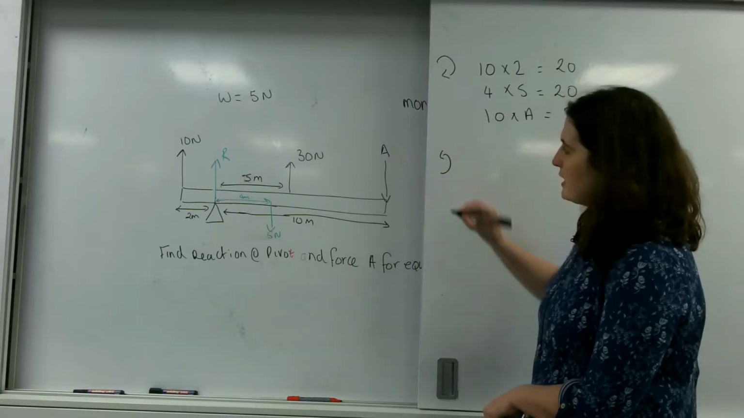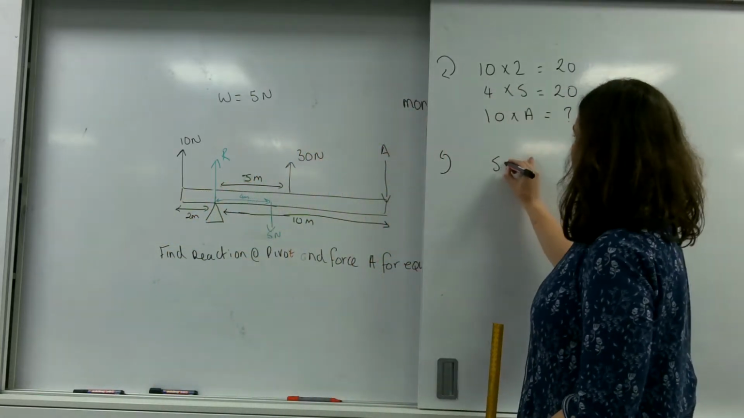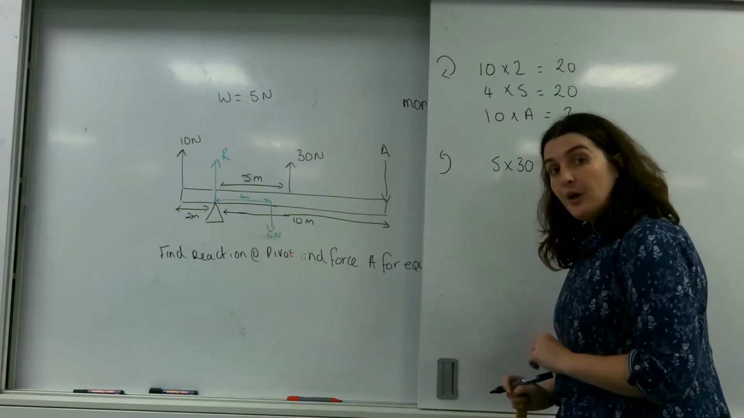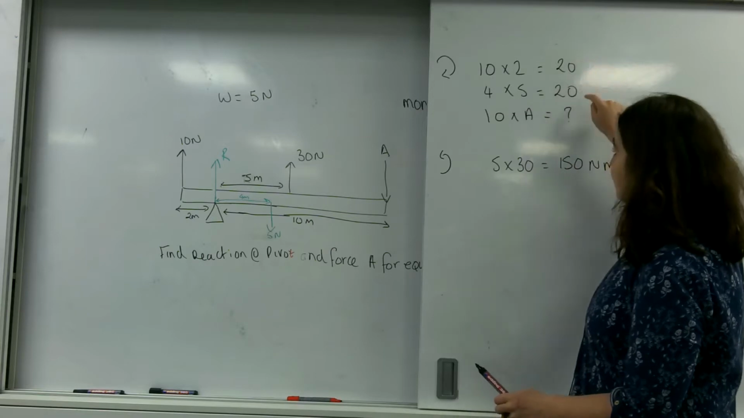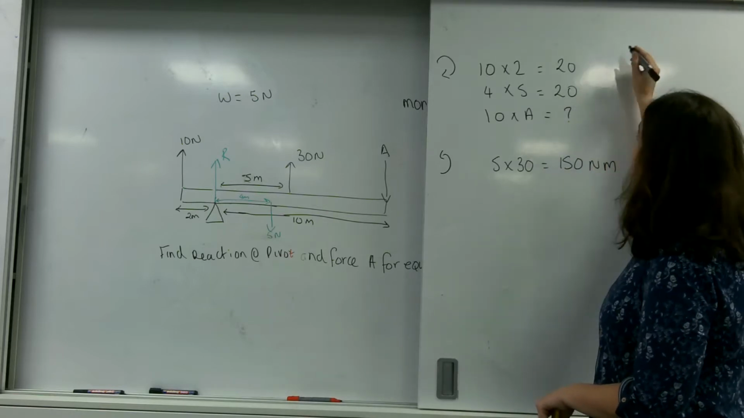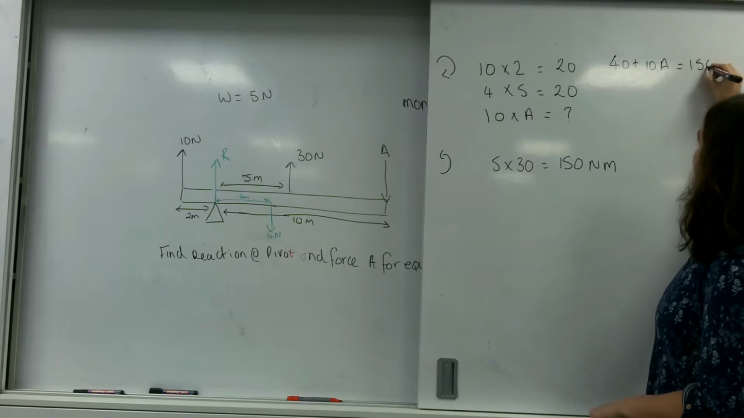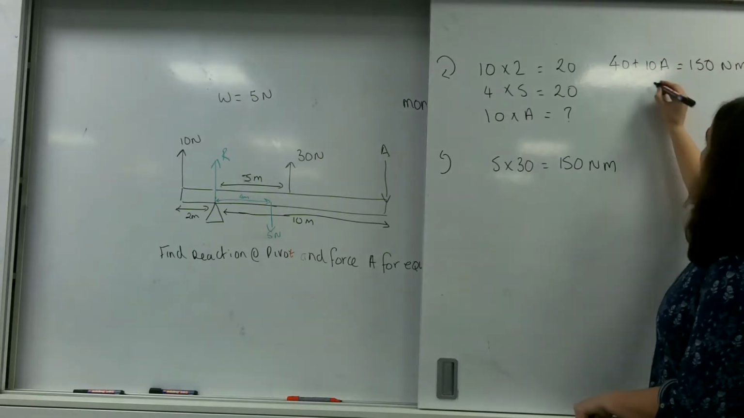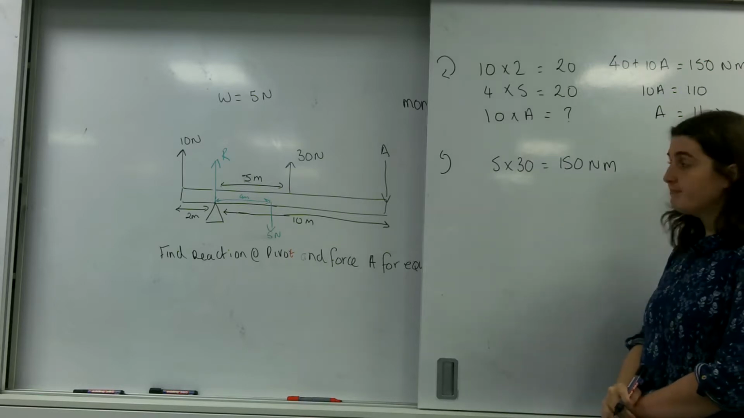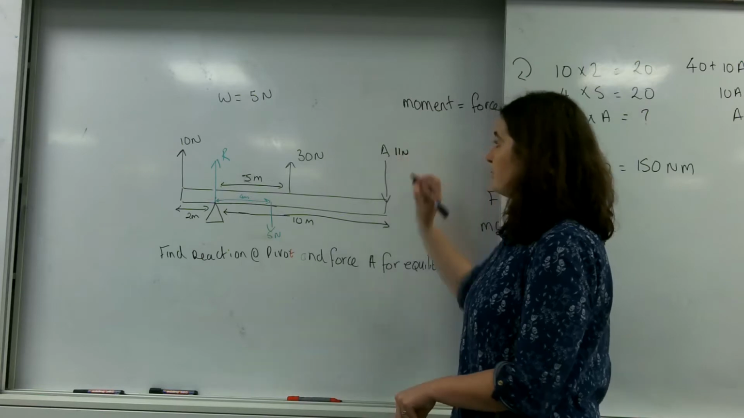Now, anti-clockwise, I only have one force. So here's my pivot, put my finger here. This 30, so 5 times 30 is 150 newton meters. This means for it to be in equilibrium, all of these added up must equal 150 to cancel each other out. So far I have 40. So 40 plus 10A equals 150 newton meters. 10A equals 110. So A is going to equal 11 newtons. So this here is going to be 11 newtons.